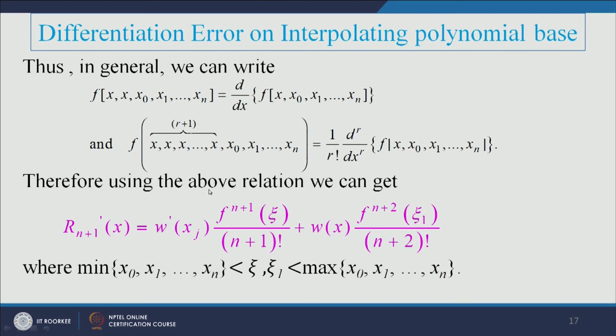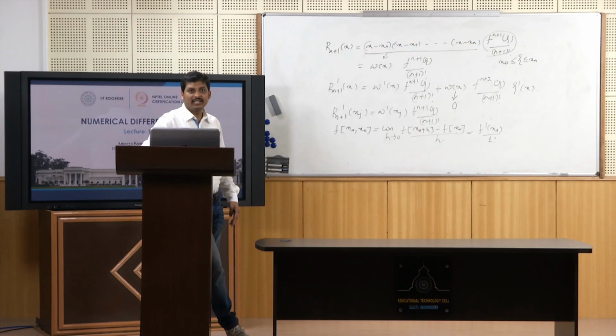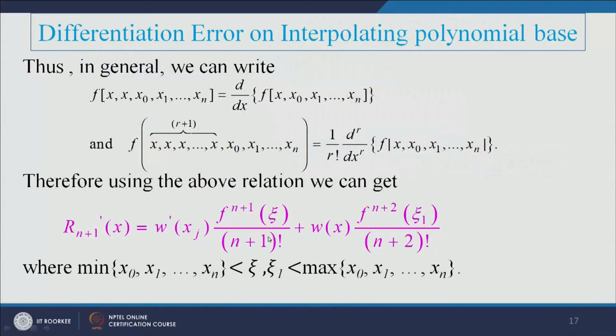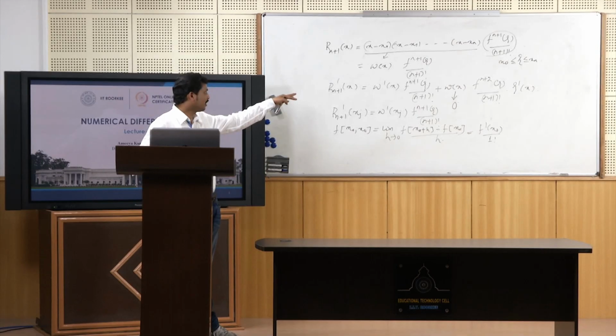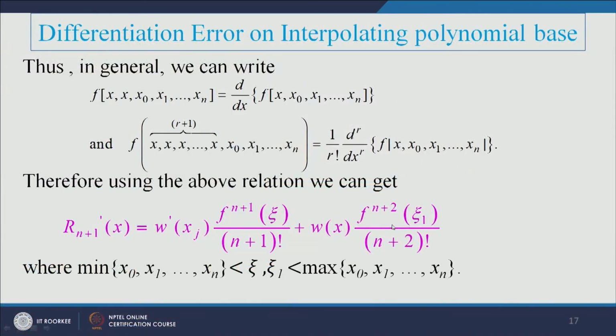And if you use this expression in the complete derivative term of this remainder term, then we can get Rn plus 1 dash x as omega dash of xj f to the power n plus 1 zeta by n plus 1 factorial plus the arguments involved for this derivative of f to the power n plus 1 zeta by n plus 1 terms there. So, that can be represented as omega x f to the power n plus 2 zeta 1 by n plus 2 factorial.